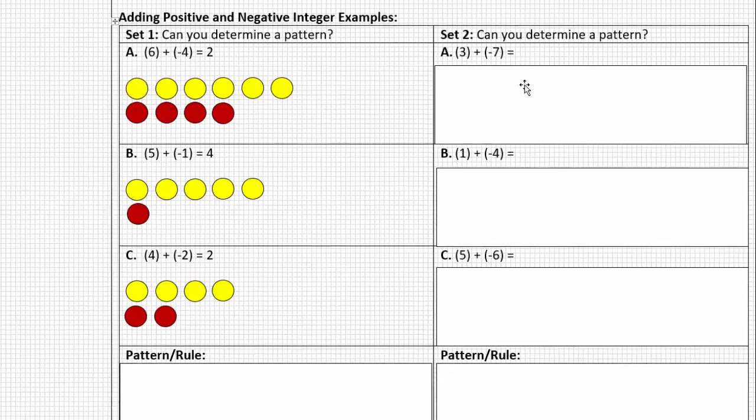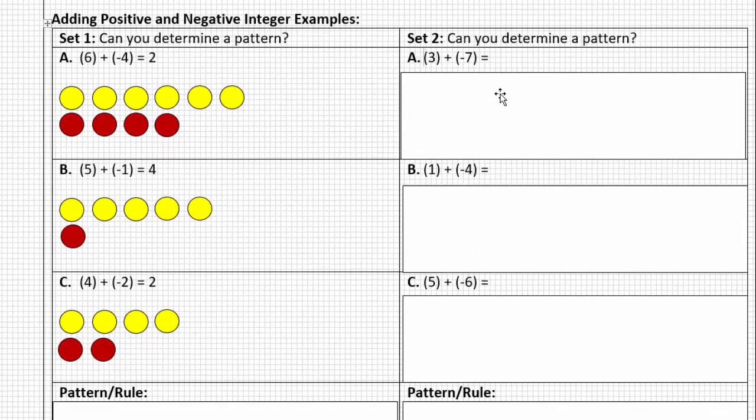I'd like you to do the same thing. I've given you 3 problems. I'd like you to pause the video, draw in your integer chips, and write your solution. For our second set, our first problem is 3 plus negative 7. Problem B is 1 plus negative 4. And problem C is 5 plus negative 6. Pause the video to do your work and resume the video when you're ready to compare.